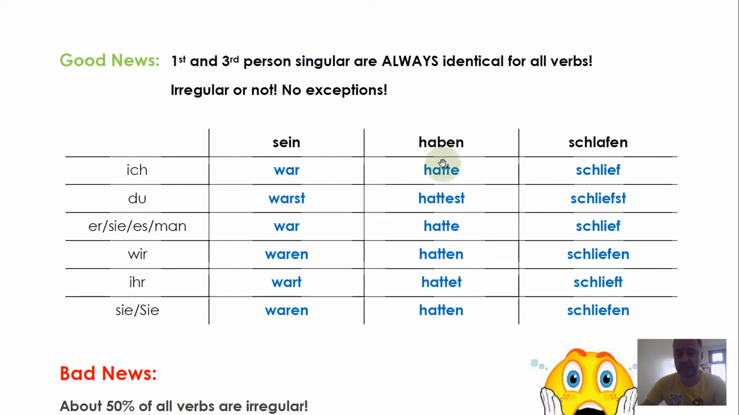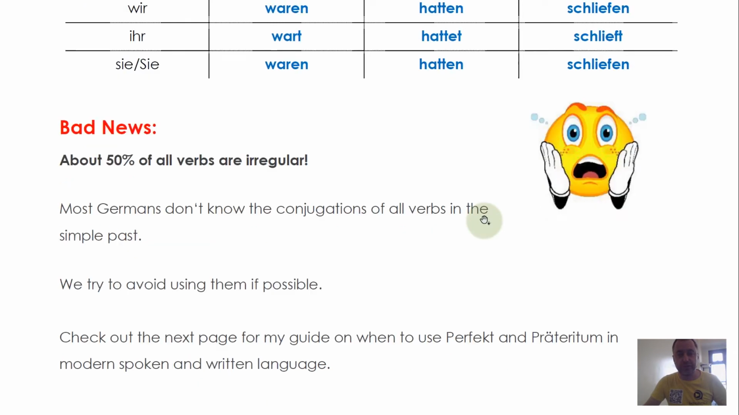Haben, we change the entire verb base, the stem. Instead of haben, we have ich hatte, du hattest, er, sie, es hatte, wir hatten, ihr hattet, und sie hatten. So it's not haben, it's hatten. And schlafen, it's not schlaften, it's ich schlief, du schliefst, er, sie, es schlief, wir schliefen, ihr schlieft, und sie schliefen. There's no rule why this A changed to an IE. And there we have the bad news.